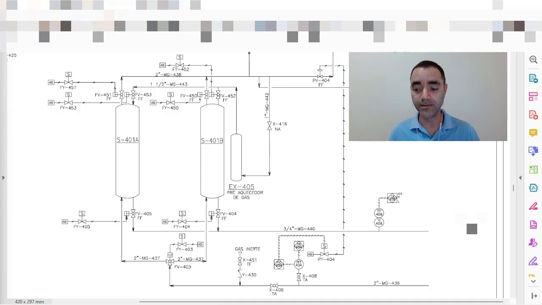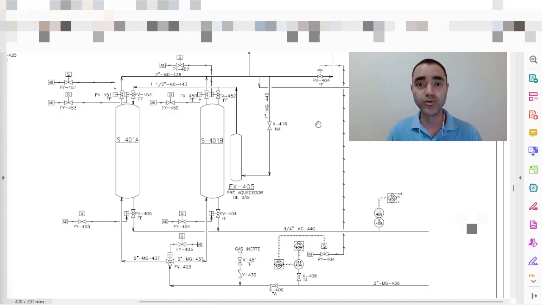So my biogas comes from the bottom side, enters at the bottom of the vessels and goes up. When I have a decrease in operating pressure on this side, my control valve will close. If I have an increase in the operating pressure, my valve will open. So what is the concern that we were talking about?